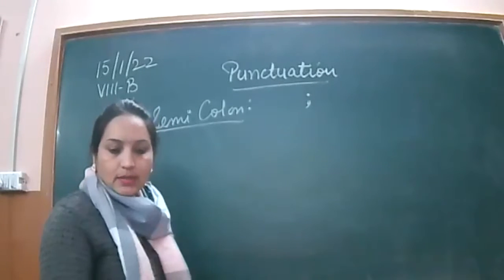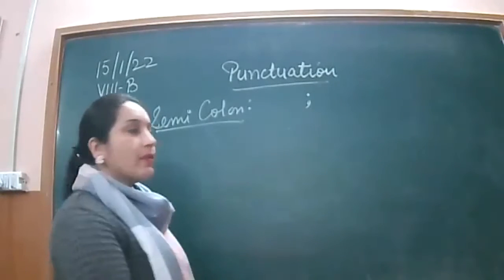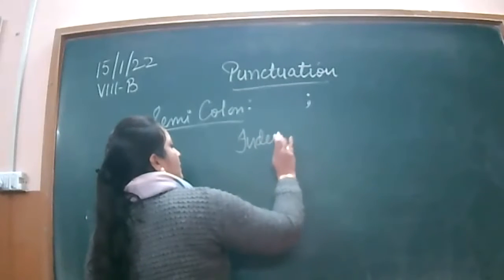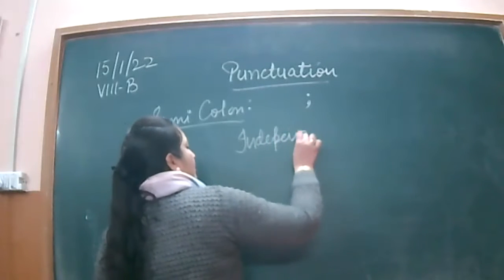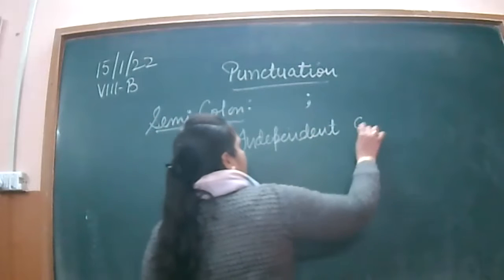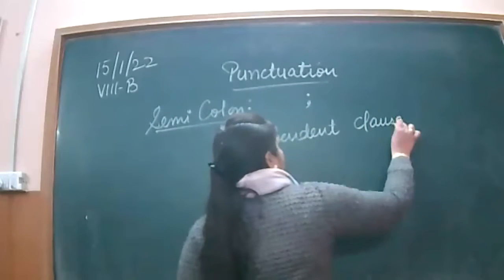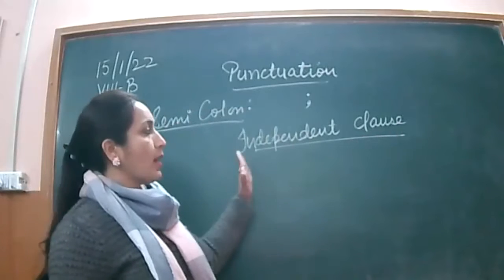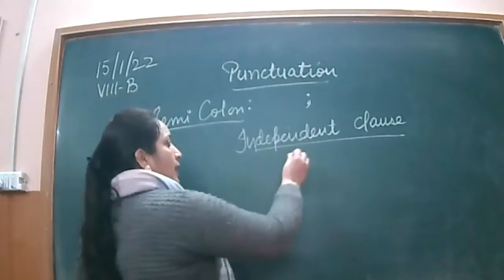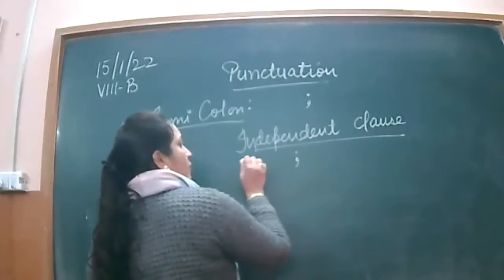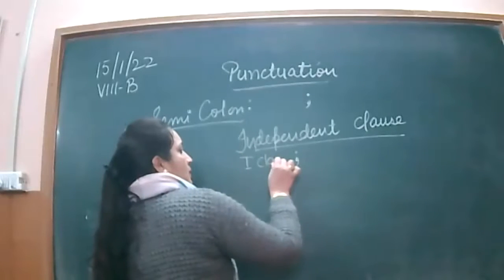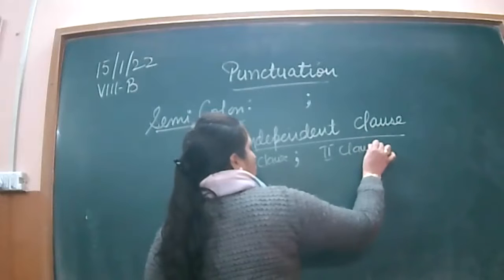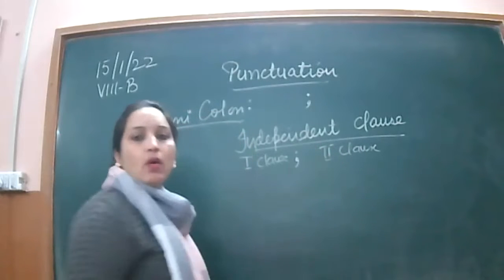Semicolon. See, semicolon is used when we are given two independent clauses, and when we want to join two independent clauses, the first clause is given and after that the second clause is given. So if we want to join them, we use a semicolon.